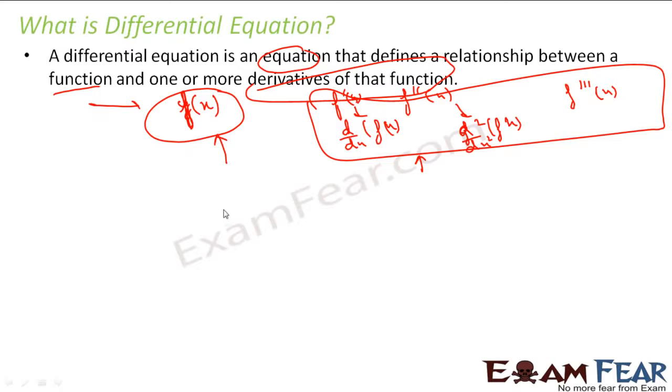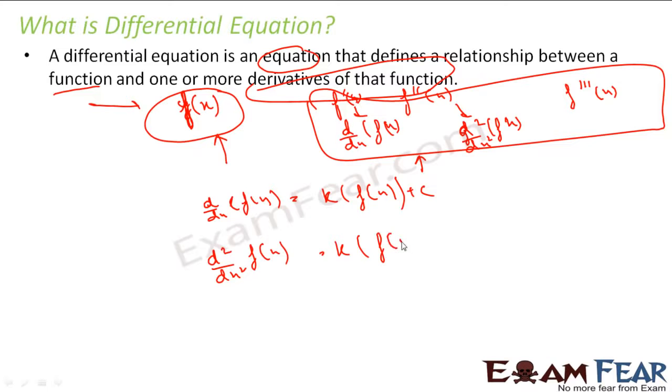For example, if I say that I have d/dx of f(x) equal to k times f(x) plus some constant, this is one differential equation. Why? Because this is the relationship between derivative of f(x) and f(x) and some constant. It may be 0 also. Or let's suppose you have your second derivative of this guy, again you have this relationship with the function itself plus some constant. This is also one example of differential equation.